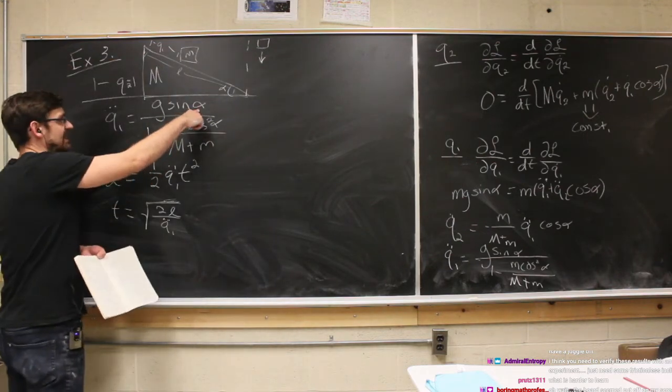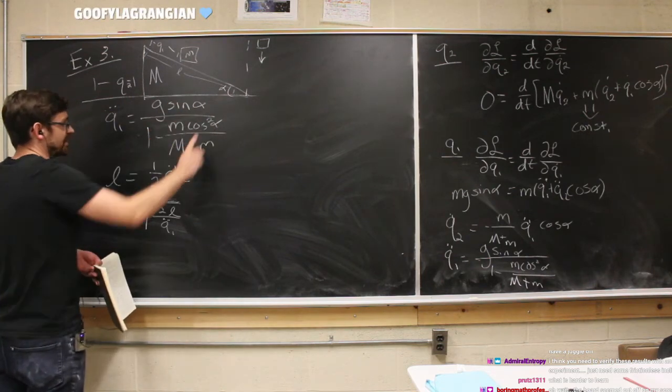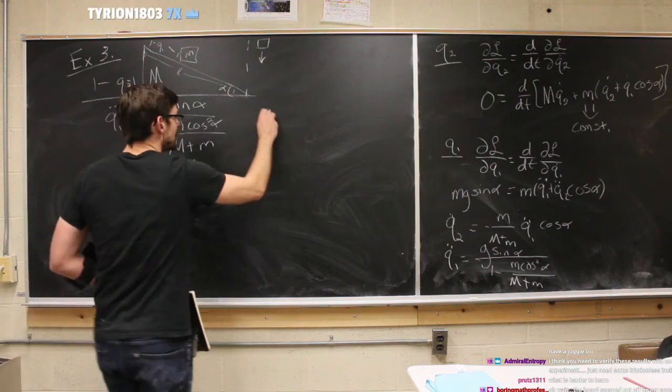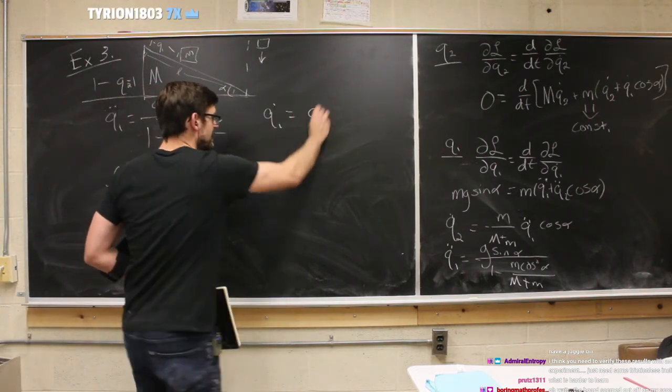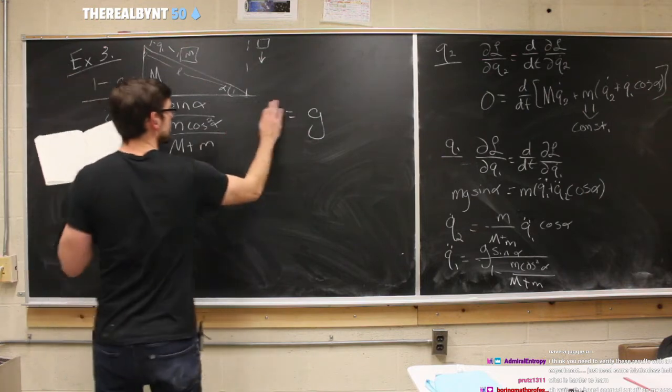Alpha goes to 90, that means sine of alpha goes to 1. Cosine squared of alpha goes to 0. This term goes away, right? And we get q1 double dot is equal to none other than the acceleration due to gravity. Hey-oh, that's a cool result, right?